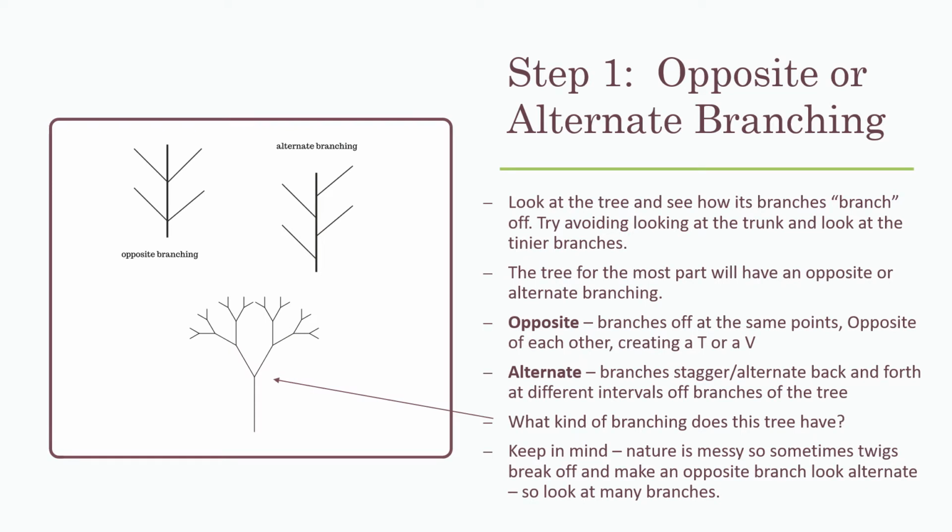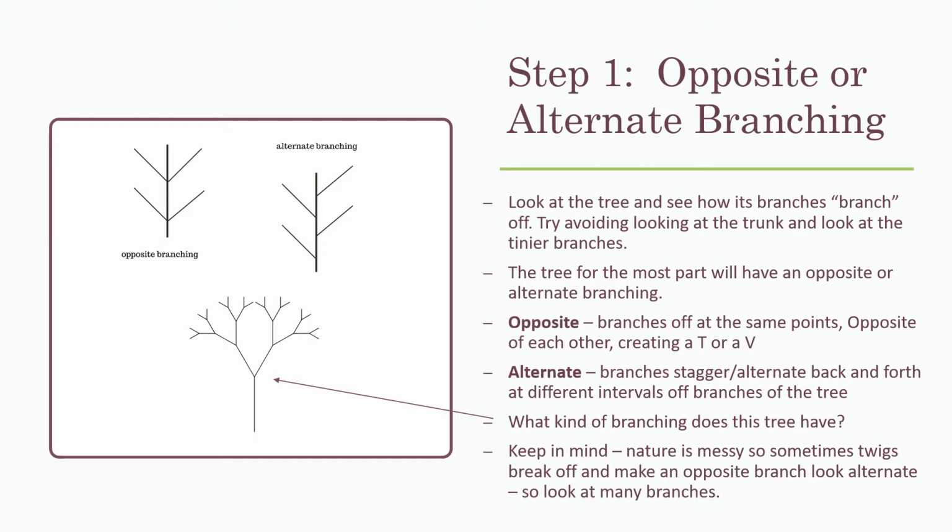All right, so step one on figuring out what that tree is outside: you want to look at the branching type of the tree. See if it is opposite or alternate branching. So what I want you to do is look at the tree and see how its branches branch off. Try to avoid looking at the trunk and look at the tinier branches. On those smaller branches, the tree for the most part is going to have either an opposite or alternate branching pattern. So what does opposite mean?